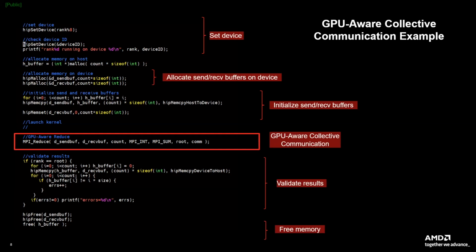In this example, we are showing an MPI_Reduce example. And as you can see, we are passing the device buffer to MPI_Reduce, and the rest is the same as a conventional MPI_Reduce. And then we validate the results and we free the memory on the device with hipFree.